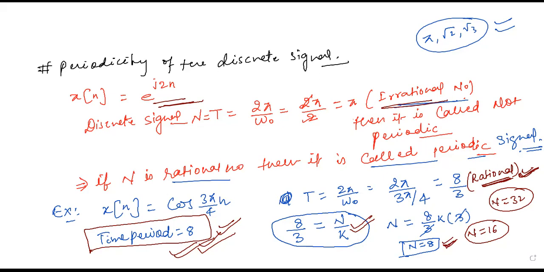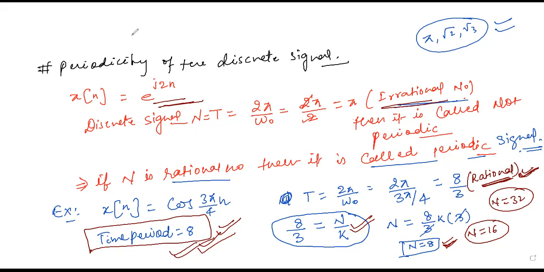Please write each and every one. Clear or not? That's fine. Clear? Okay. So this is the periodicity of your discrete signal.